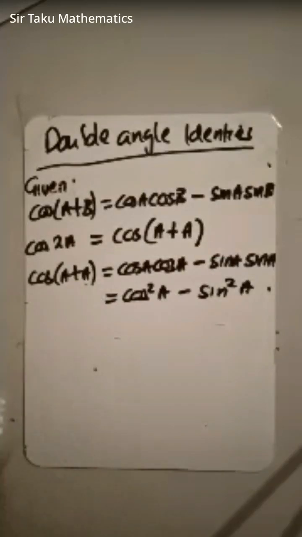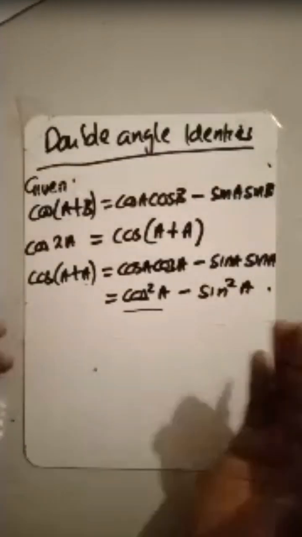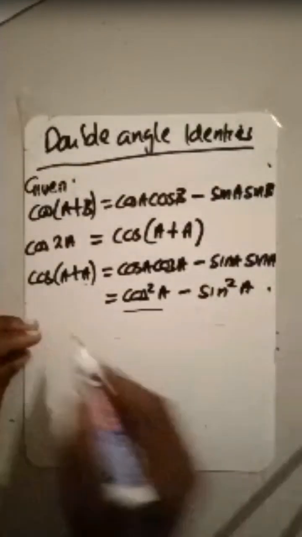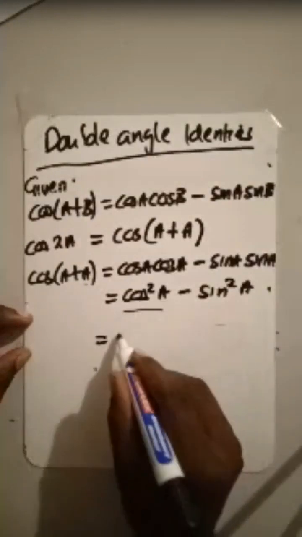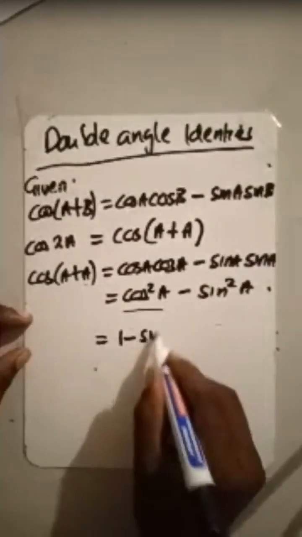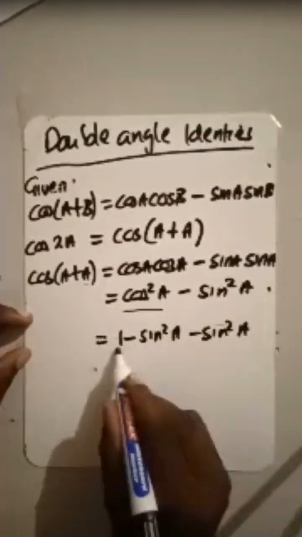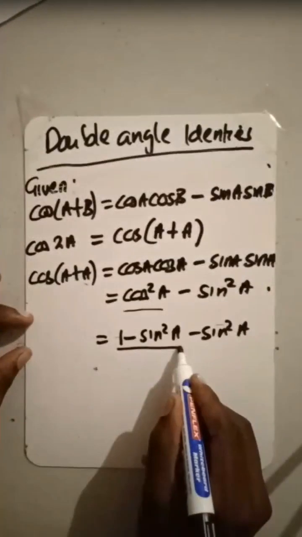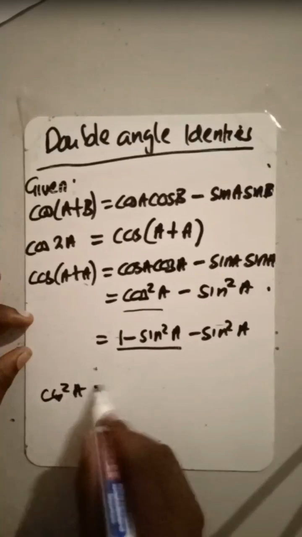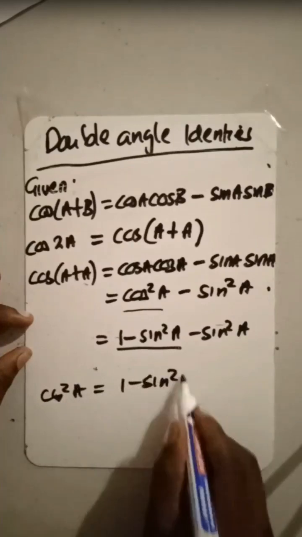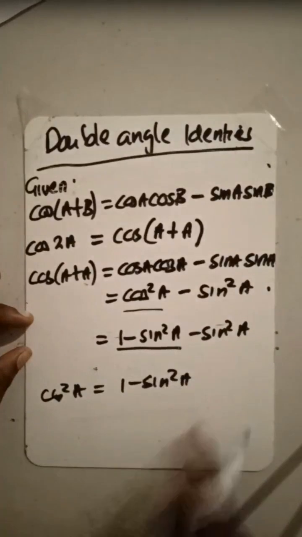Then the other proofs, guys, is just about changing here. Cos squared A is the same as 1 minus sin squared A. So cos 2A equals cos squared A minus sin squared A, where cos squared A is the same as 1 minus sin squared A, minus sin squared A. So this one is coming from what? Double angle identities, which says cos squared A is equal to 1 minus sin squared A. That is the double angle identity. The one that we have talked about before.